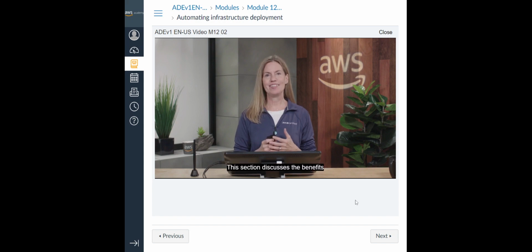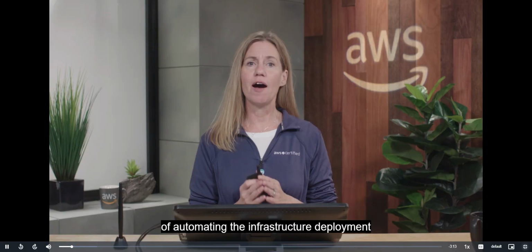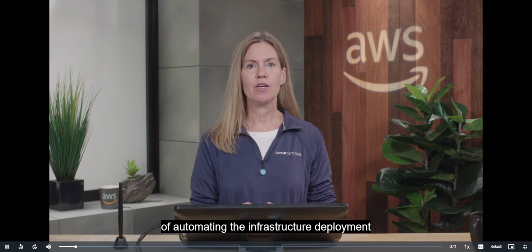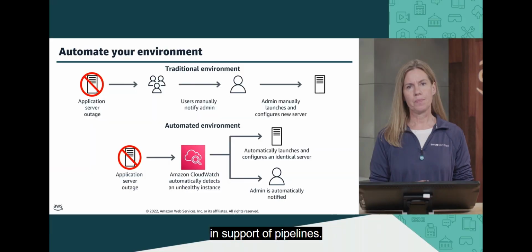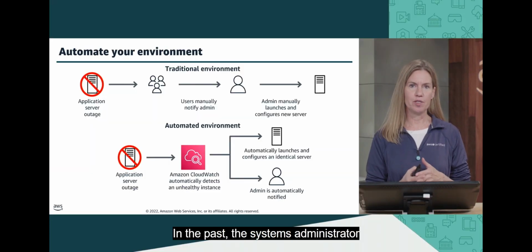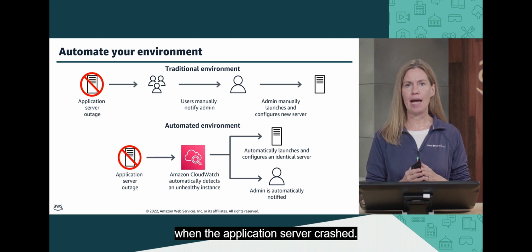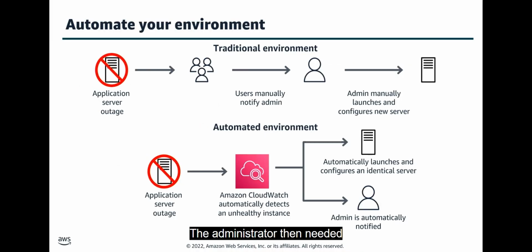This section discusses the benefits of automating the infrastructure deployment in support of pipelines. In the past, the systems administrator would be manually notified when the application server crashed. The administrator then needed to manually launch a new server.